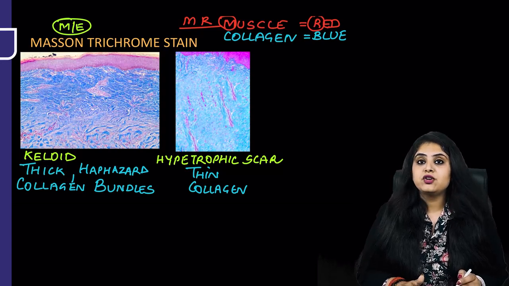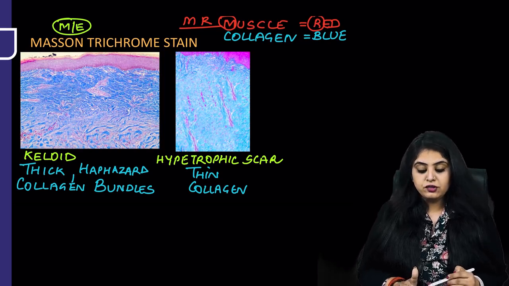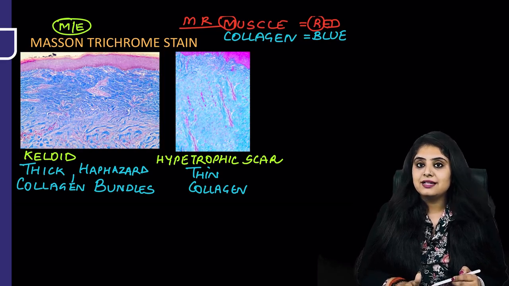On that note, we finish off our chapter of inflammation, the second most lengthy chapter of rapid revision. And of course, you are now ready to go on to the next chapter, that is genetics.